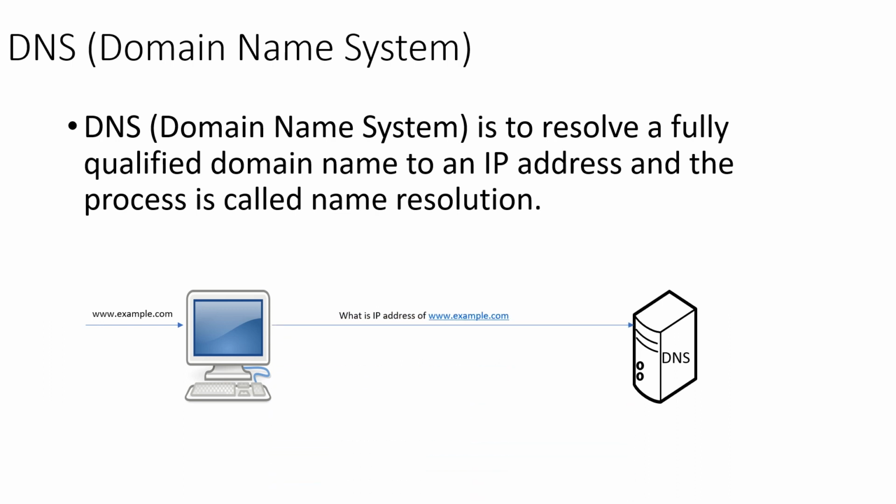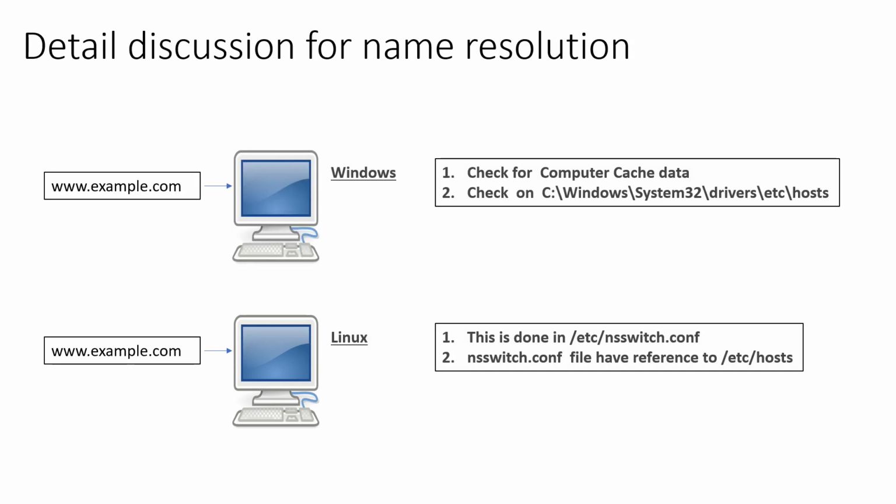For the query, what is the IP address of www.example.com, the domain name system responds with, hey, 192.168.1.1 is the IP address of www.example.com, and the user will be able to establish the connection with the website. Let's discuss more about name resolution.